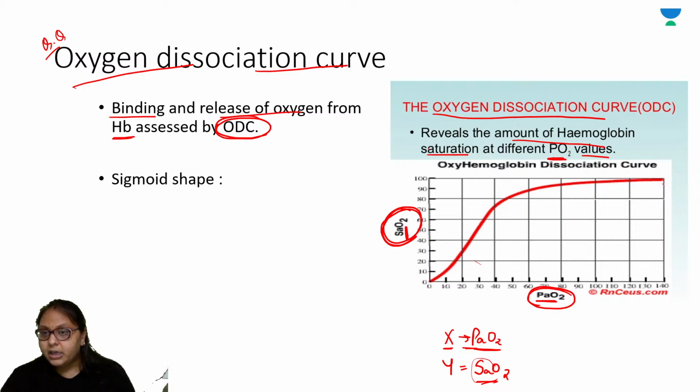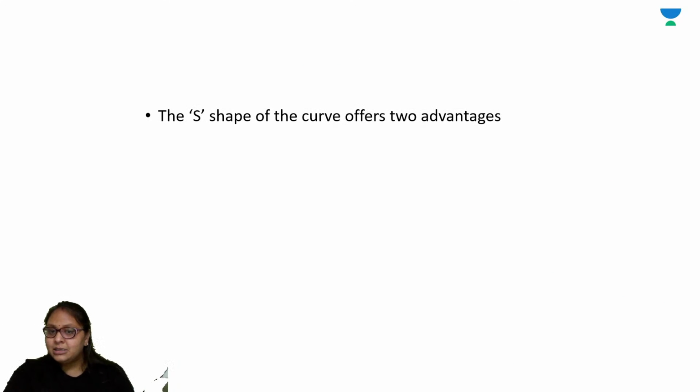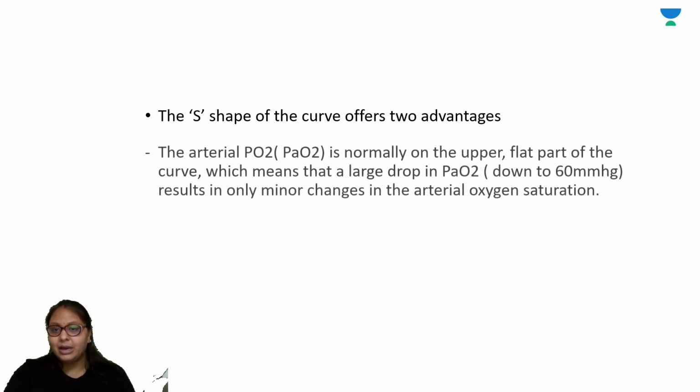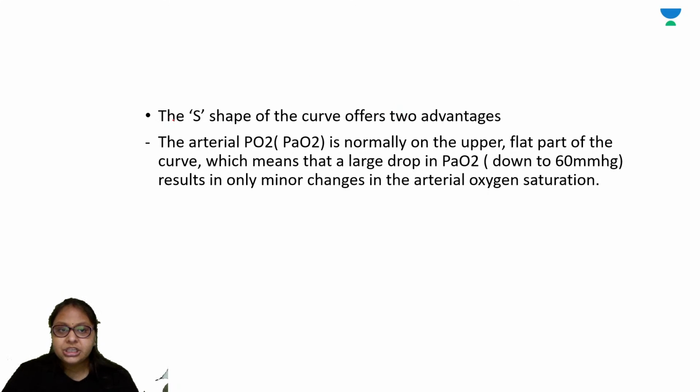Now we see the shape of this curve, it is an S-shaped curve. It is sigmoid in shape. Now why is it sigmoid in shape? I told you because once one molecule of oxygen is bound to hemoglobin, there is an increase in the affinity for other oxygen molecules to bind, and that is one of the reasons for the S-shaped curve. Now this S-shaped curve has advantages. This S shape of the curve offers two advantages, and this is also one of the questions asked.